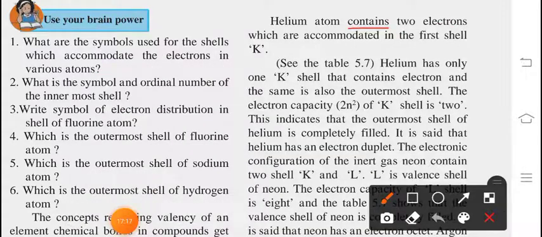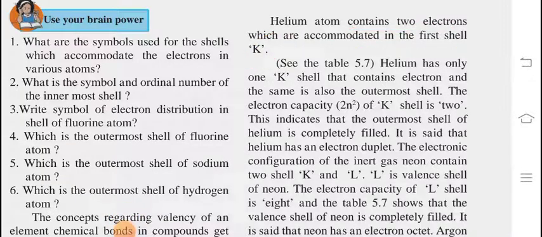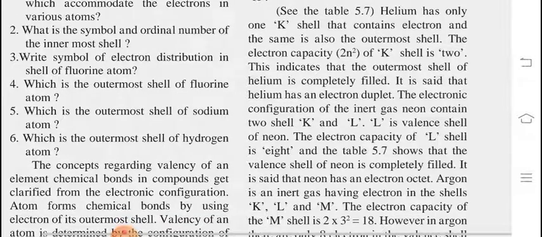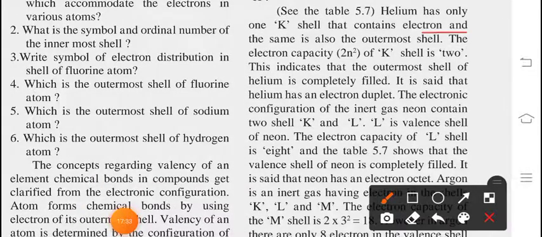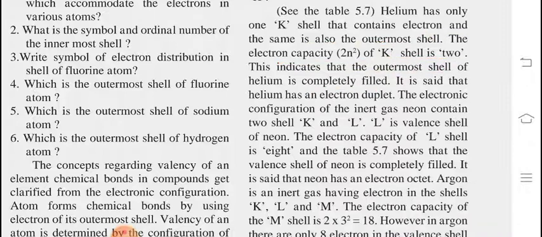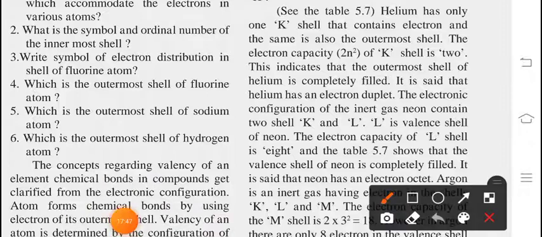A helium atom contains 2 electrons which are accommodated in the first shell. Helium has only the one K shell that contains electrons, and it is also the outermost shell. The electron capacity of the K shell is 2. This indicates that the outermost shell of helium is completely filled. It is said that helium has an electron duplet.